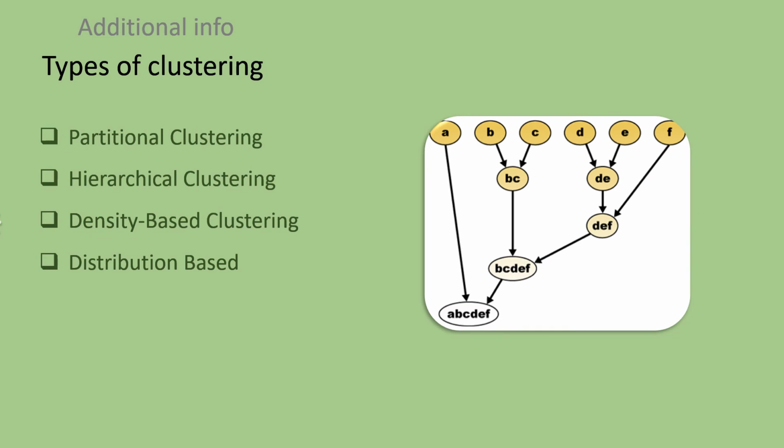Hierarchical, as the name suggests, groups based on subsets or objects within each cluster being similar. You can imagine how Google Maps shows markers on zoom in and zoom out.